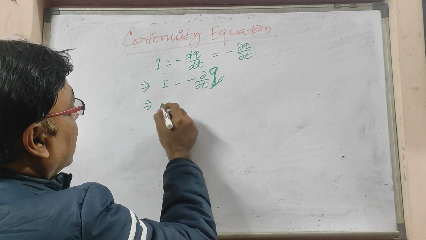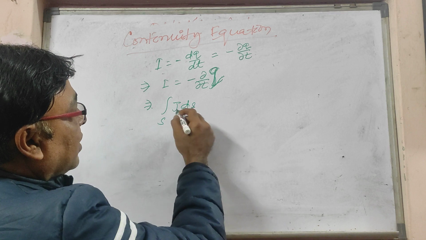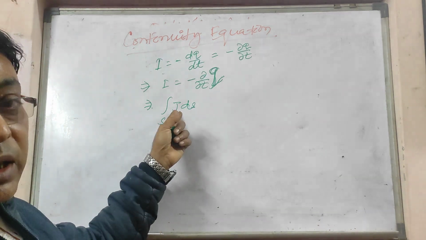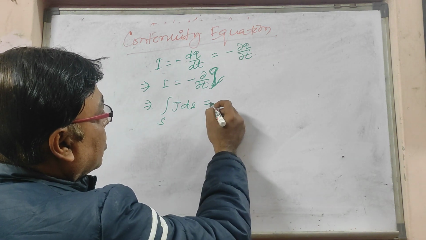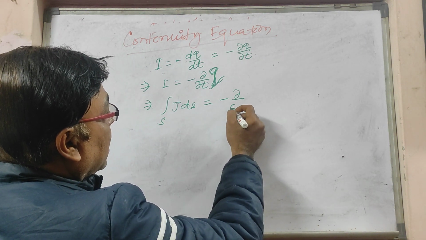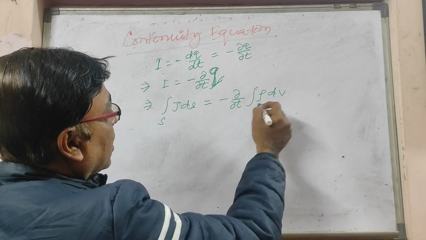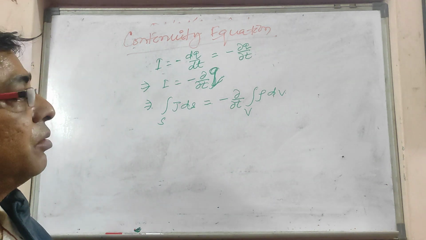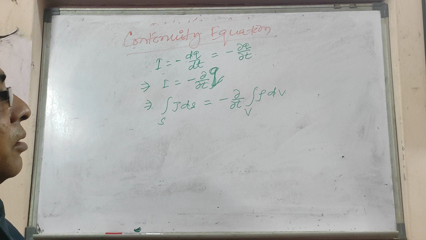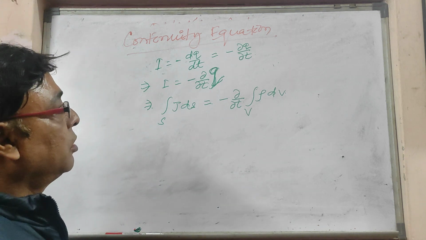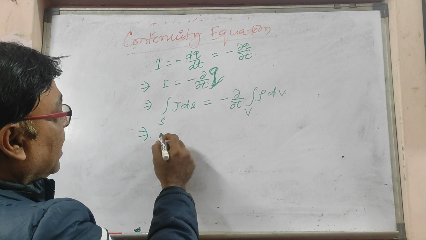Now we know that I is nothing but the surface integral of J·dS, where J represents the current density. This is equal to -∂/∂t of q, and we know that q is the volume integration of rho dV, where rho is the charge density, that is, the charge per unit volume. So I can write the surface integral of J·dS.